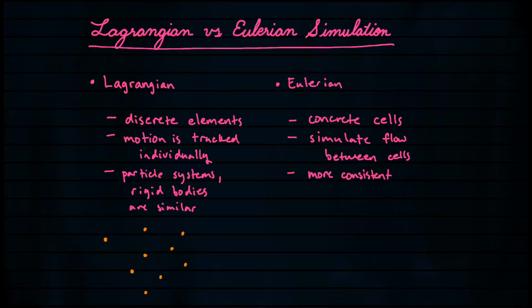So Lagrangian, we can think of it as a bunch of particles that we're simulating the interaction between, and Eulerian, we're basically using concrete cells and simulating flow between the cells. Regardless of whether you use a Lagrangian or Eulerian approach, there are certain mathematical concepts that are not going to change for either one of them. So let's take a look at those.